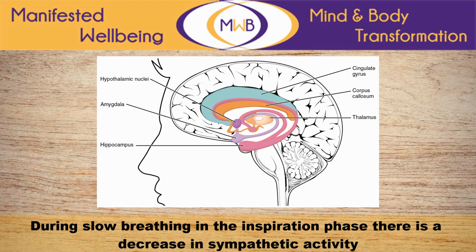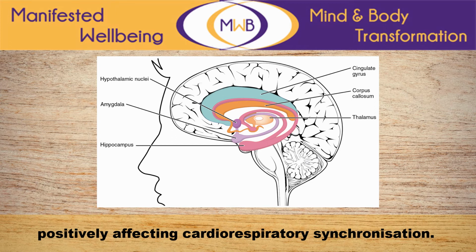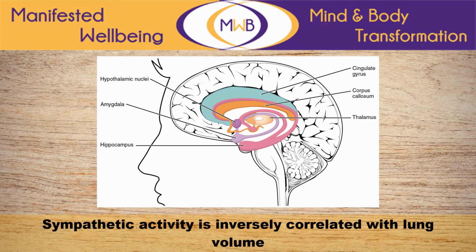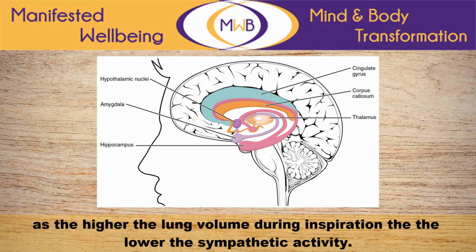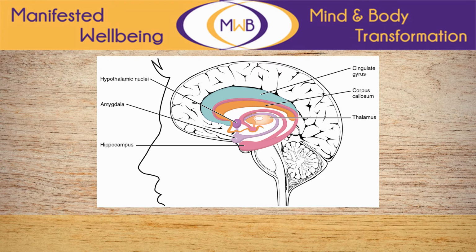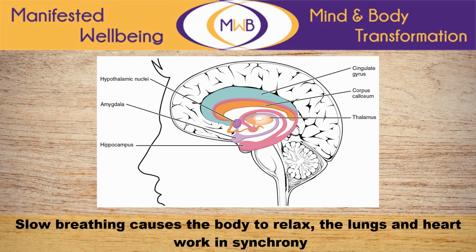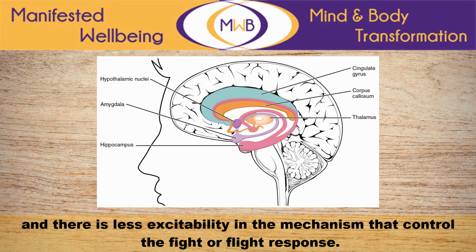During slow breathing in the inspiration phase, there is a decrease in sympathetic activity, positively affecting cardiorespiratory synchronization. Sympathetic activity is inversely correlated with lung volume, as the higher the lung volume during inspiration, the lower the sympathetic activity. Slow breathing causes the body to relax, the lungs and heart work in synchrony, and there is less excitability in the mechanism that controls the fight or flight response.